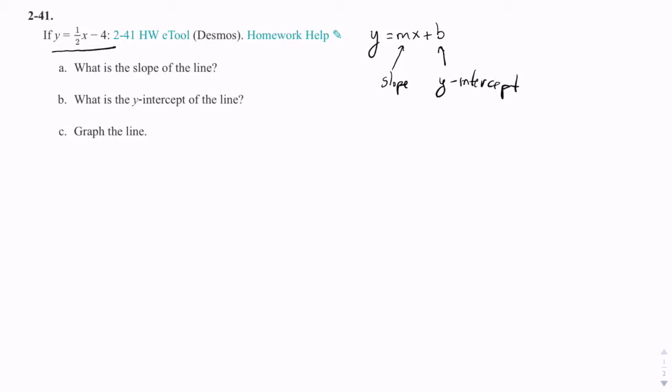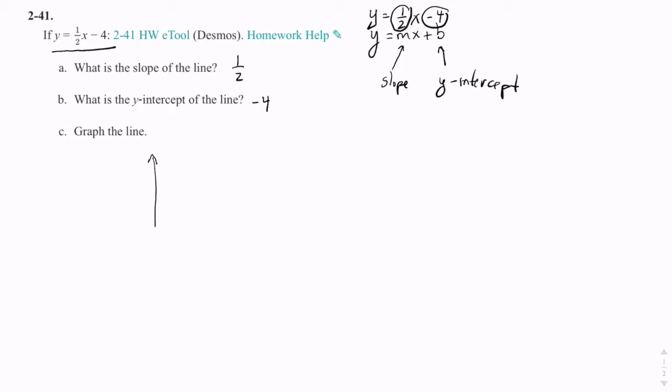So we can just look at the equation y equals 1/2 x minus 4 and see the slope and the y-intercept. So A says, what's the slope? The slope is 1/2. And B says, what's the y-intercept? The y-intercept is -4. Okay, so they are easy. C says graph the line, so let's graph the line, right?